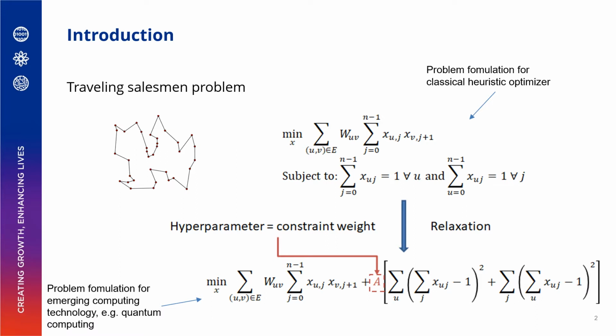The hyperparameter or relaxation parameter in the red connects the two parts and plays the role of balance between them. This is the QUBO formulation of TSP problem.